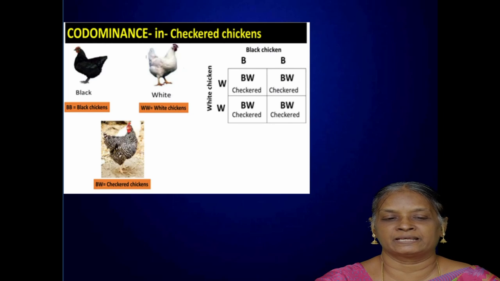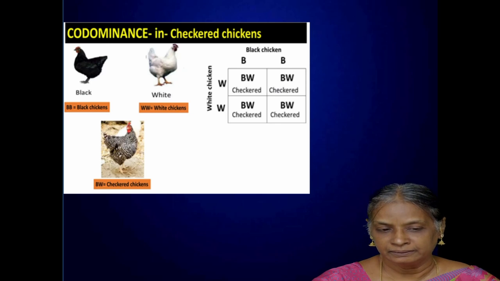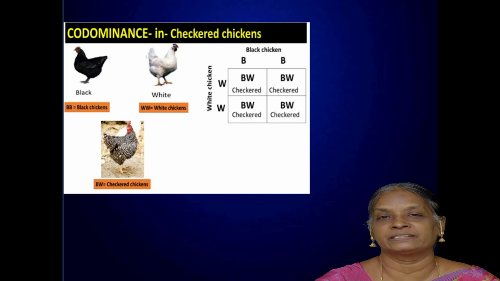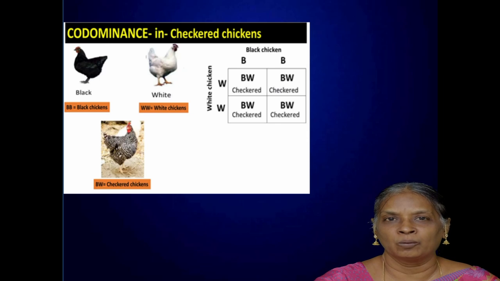Let us see the first example of codominance. Here a black hen is crossed with a white hen. In the F1 generation, all the young chickens were observed to have a checkered pattern of feathers with both black color and white color feathers. So here we could say that the black color gene and the white color gene are expressed equally. That is, the dominant character and the recessive character are both equally expressed. So this is an example of codominance.